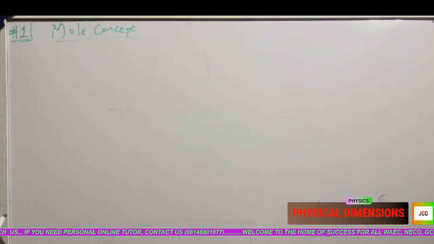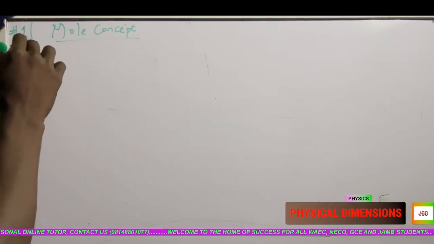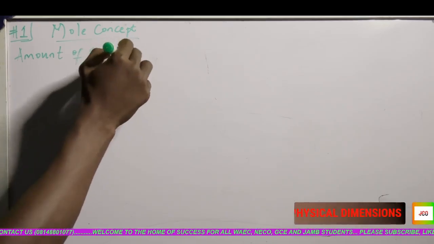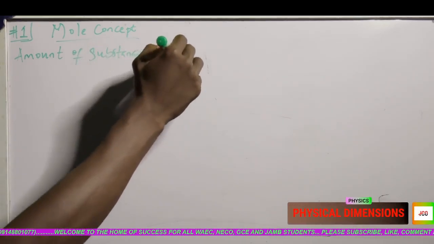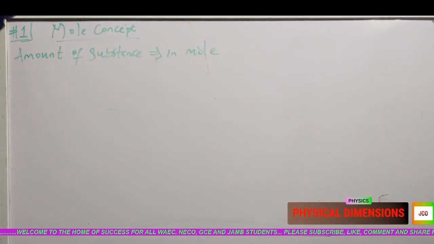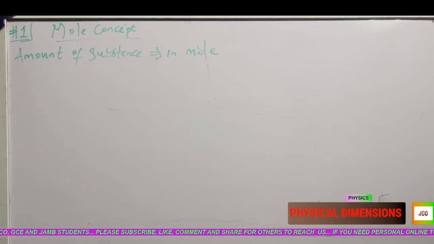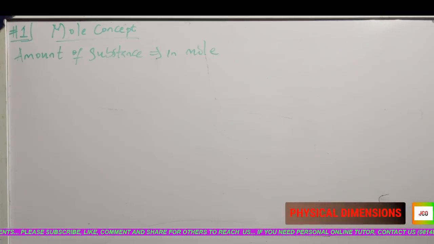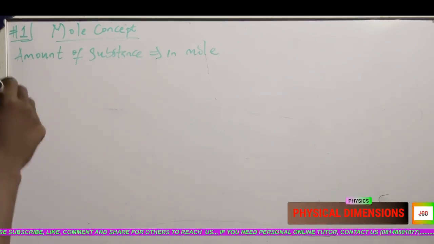Now, the basic thing you need to understand: the amount of substance is measured in mole. Everything you calculate is going to be in mole, gram per mole, or gram per dm³, based on what you're calculating, whether it is the mass or the volume. The key concept you must understand now: mole is the quantity of substance in the body.